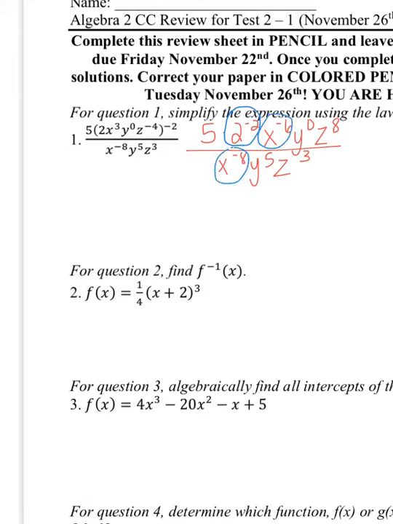I'm going to rewrite all of this stuff with everything moved. So 5, y to the 0 you do not have to write because y to the 0 is 1. So I have 5z to the 8th divided by 2 to the positive, I'll do that in a second. Divided by y to the 5th, z to the 3rd.